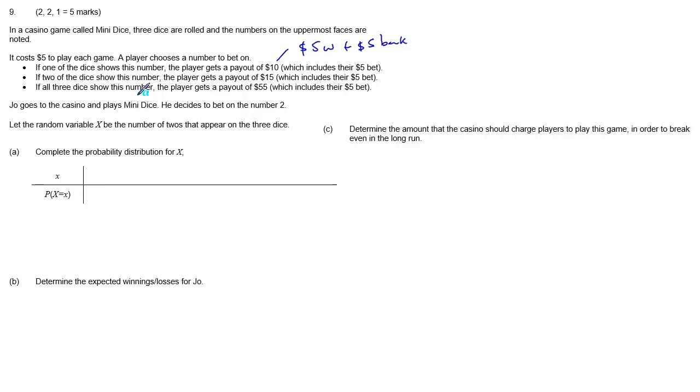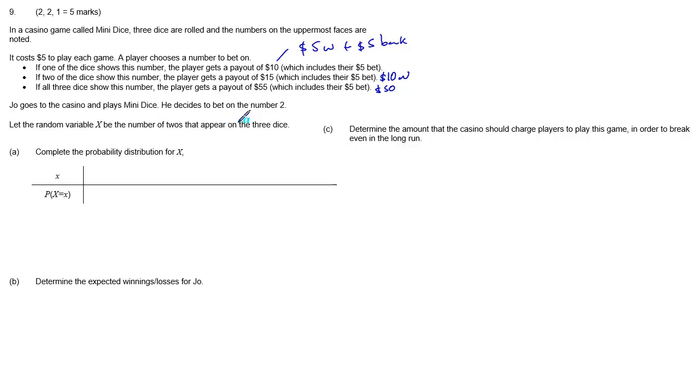If 2 of the dice show the number, the player gets a payout of $15, which includes the $5. So actually that's $10 winnings really. If all 3 dice show the number, the player gets a payout of $55, and that's $50 winnings and their bet back.